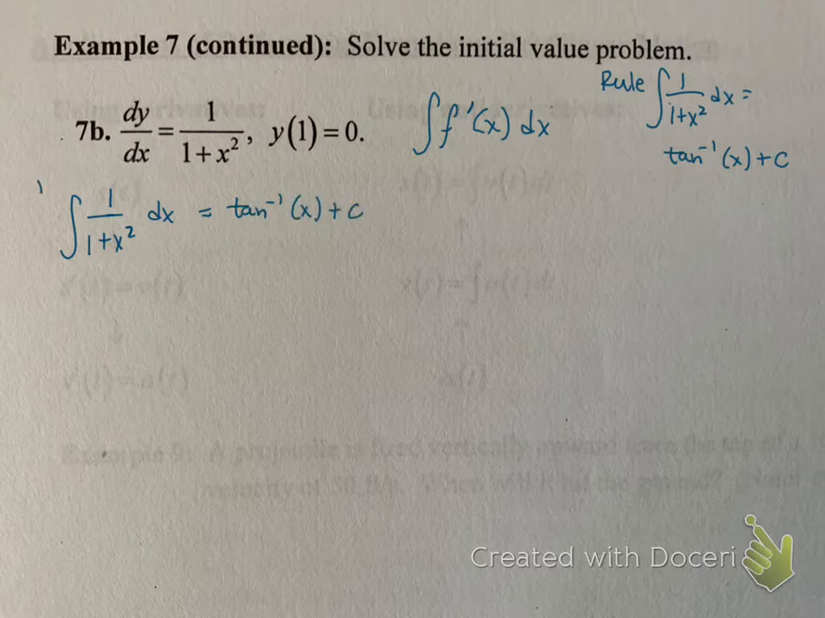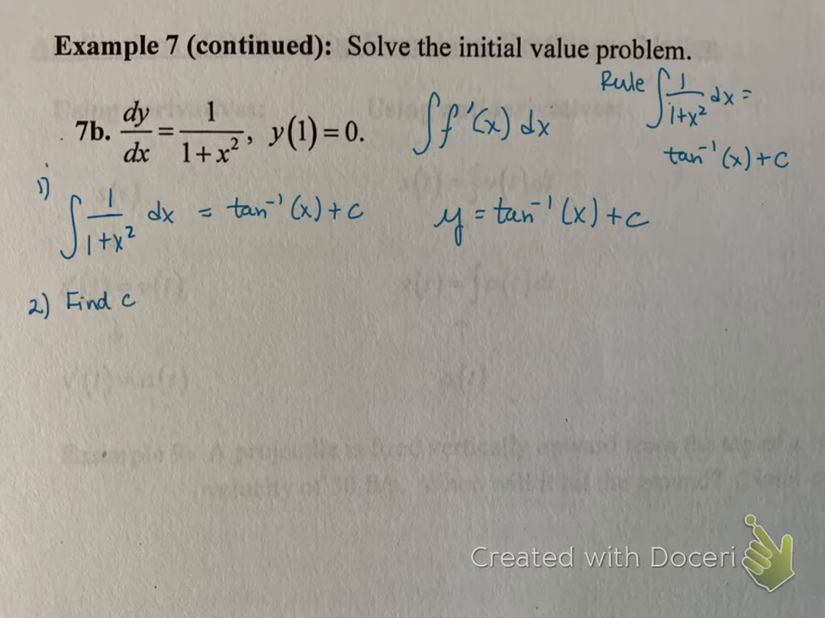Now I have to solve for c. My function currently gives me a whole bunch of values because I have inverse tangent of x plus c. So second step is to find c. How do I find c? I use the information given. I know that y equals 0 when x equals 1. So I'm going to plug that into that formula.